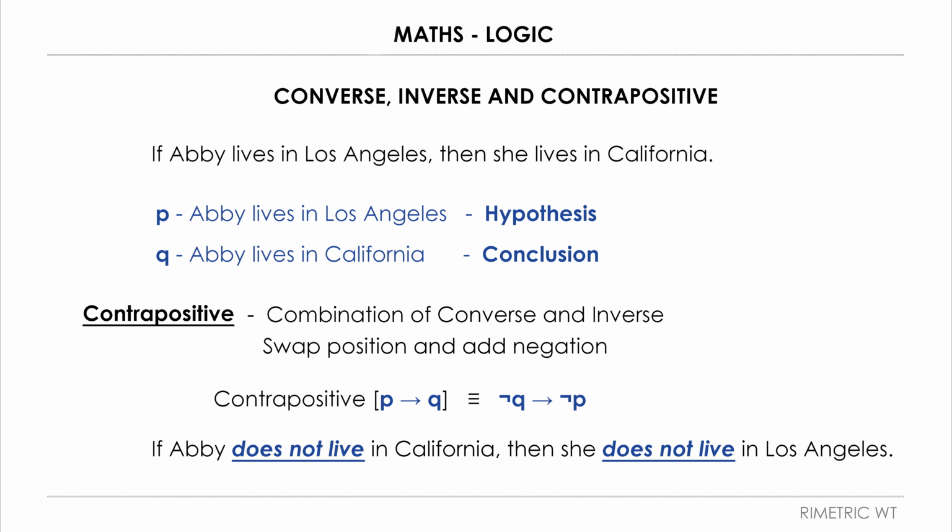The statement we found suggests that if Abby is not in California, then she is definitely not in Los Angeles. Since Los Angeles is in California, one cannot be outside California and still be in Los Angeles. Therefore, the statement we found has a meaning that aligns with the original statement. This is called logical equivalence, which we will see using a truth table.